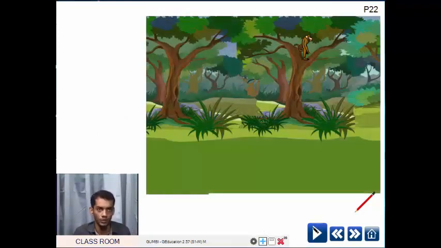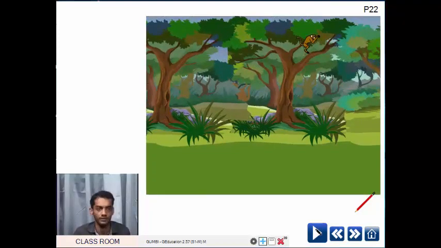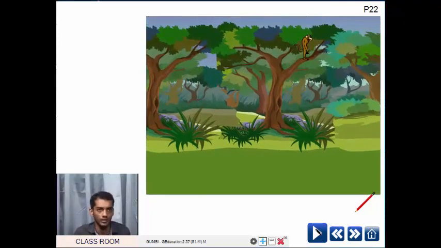Look at the picture. What is the monkey doing? Monkey's jumping. Very good. What is the action word? Jump. Very good. Jump is the action word. The monkey jumps from branch to branch. Arun jumped over a fence. Understood? Good.